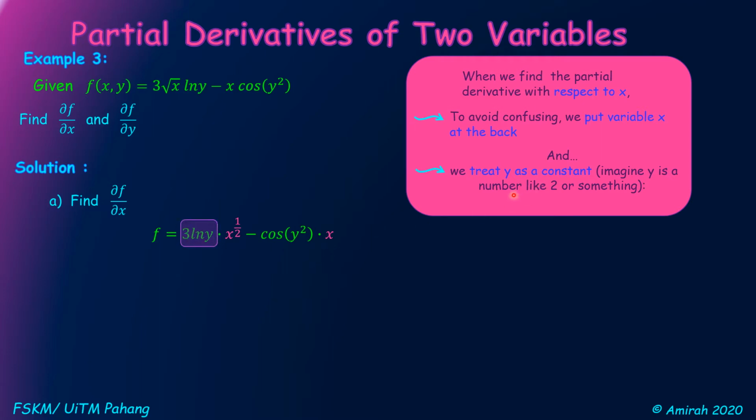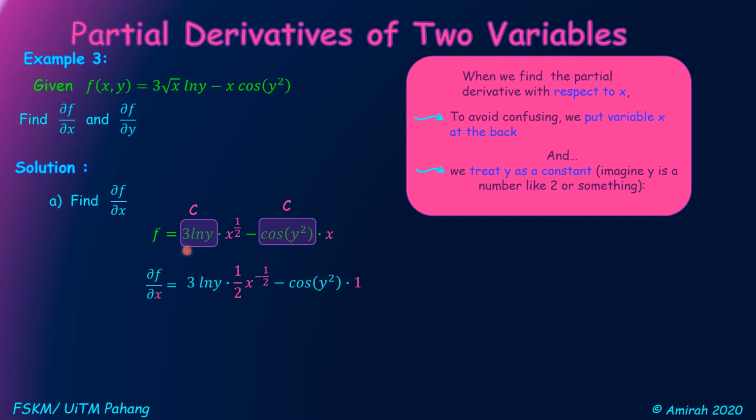Okay, now we treat y as a constant. We just imagine, let's say y equals 2. So ln 2 equals a constant and then times constant 3, so it is also constant. And y here means constant, so cos of a constant equals a constant. And when we differentiate f with respect to x under partial derivative, the symbol is del f over del x.